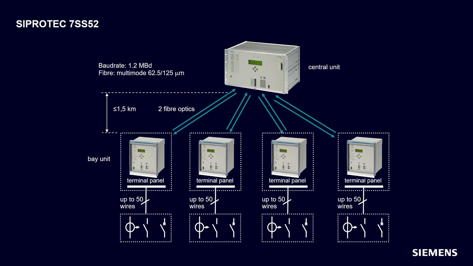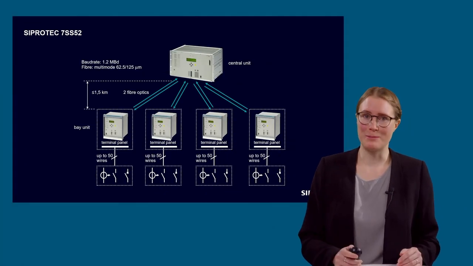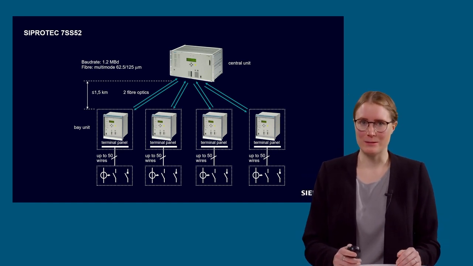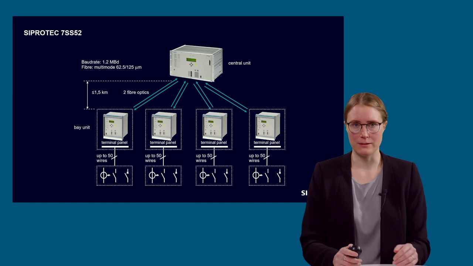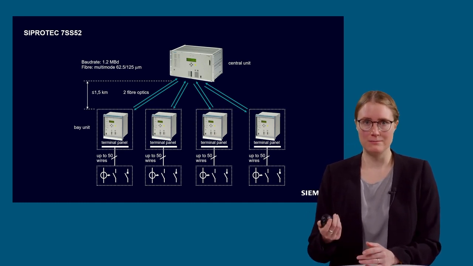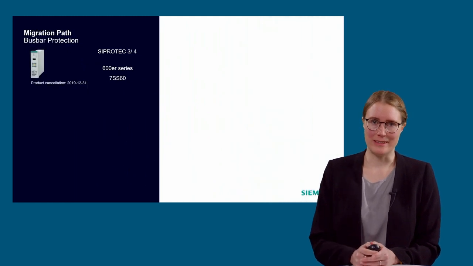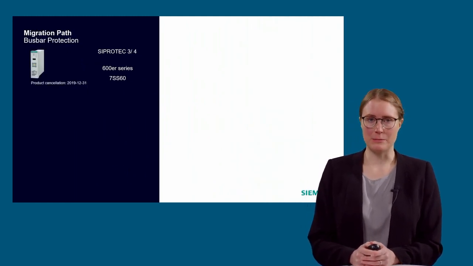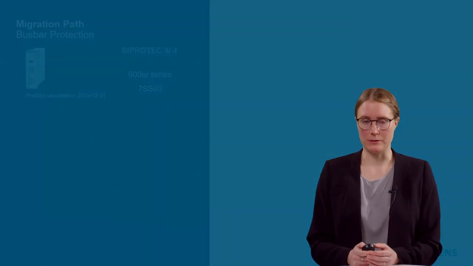The 7SS52 busbar protection is applicable for big substations with single, double, triple or quadruple busbar systems, with or without transfer bus, with up to 48 bays and 12 busbar sections. In addition to the 7SS52 device, there are also other solutions in the ZProtect 3 or ZProtect 4 portfolio.